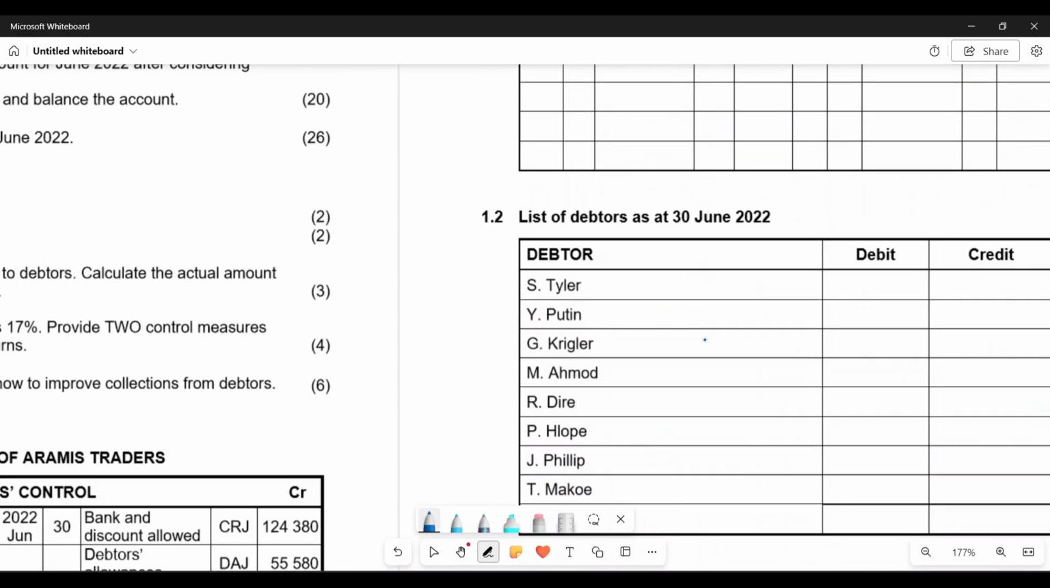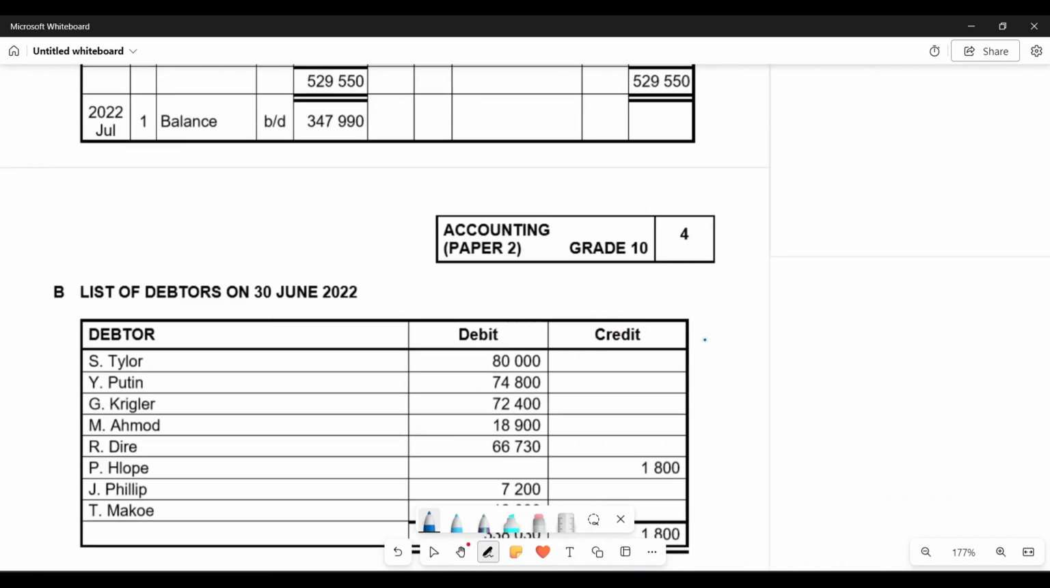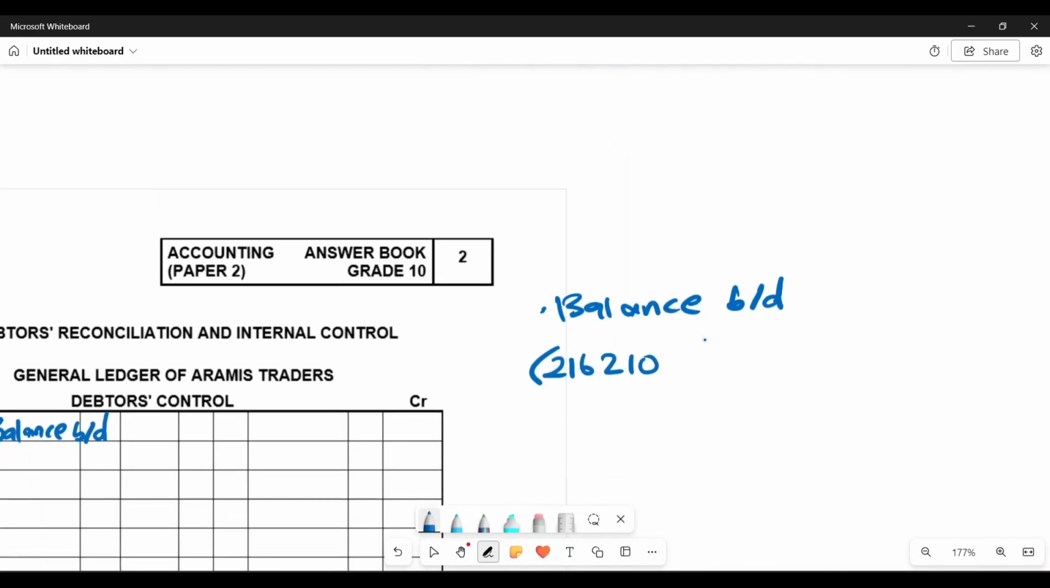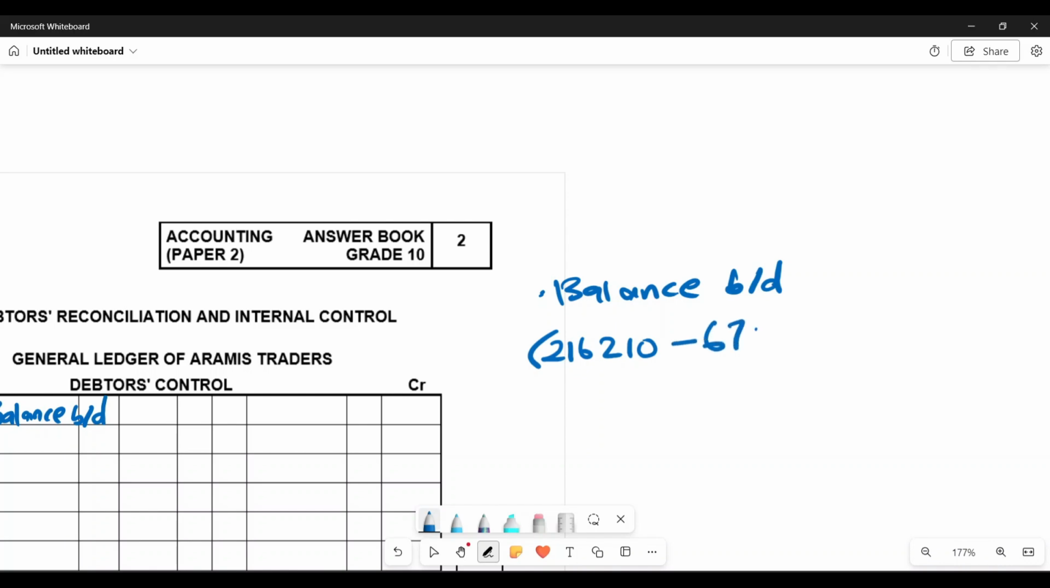Now, let me see if there's any transaction that affects my opening balance. Here are my errors and omissions that I need to take into consideration. Here, the debtors control balance, our balance at the beginning of the year, 1 June 2022, has been overstated by 6.7. Because it's overstated, meaning that it's extra, we need to reduce it by this 6.7. So on my opening balance, I'm going to subtract 6.7.